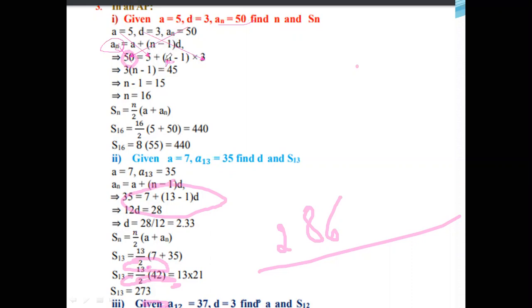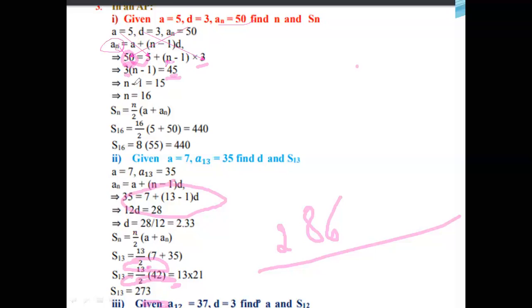A plus n minus 1, n they have not given the value. n minus 1 into d is 3, they have given it as, and an is equal to 50. By substituting these values, if you send this 5 to the other side, 50 minus 5 will become 45. 3 into n minus 1 means 3, if you send it this side, 45 divided by 3 will become 15.